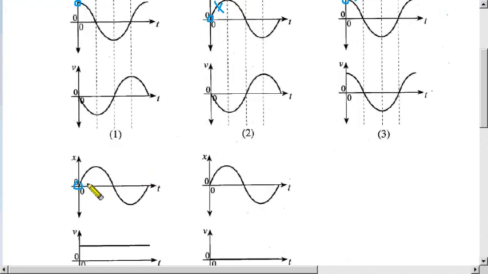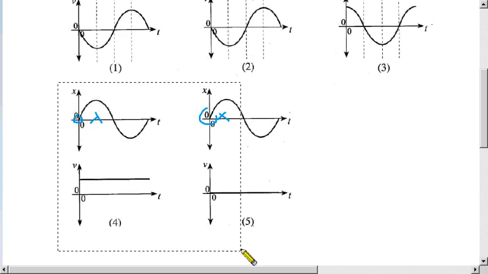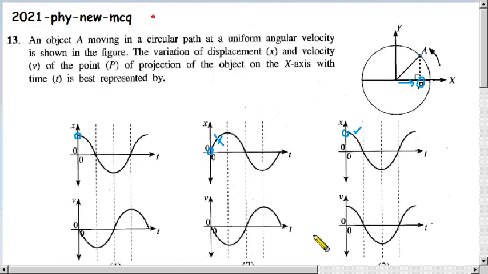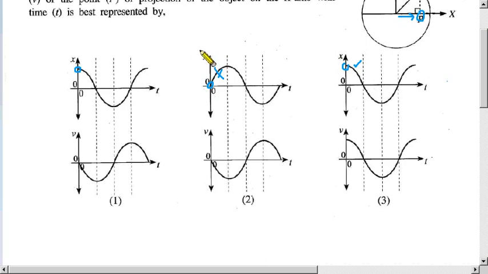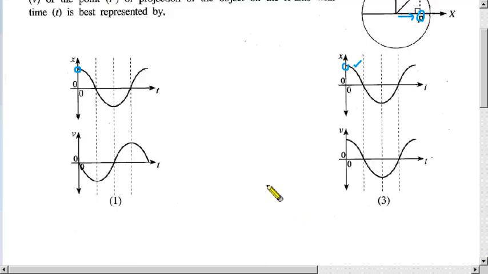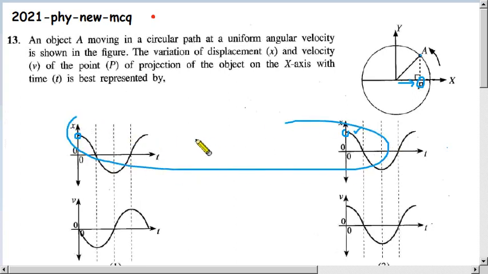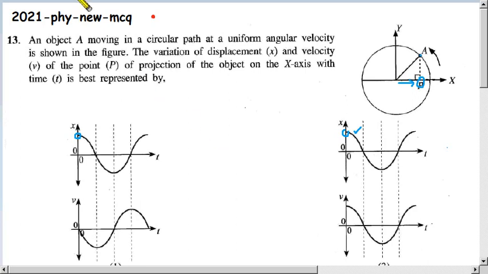Here it has a 0 at the beginning, so it is wrong. Here also 0, it is wrong. So therefore for velocity we don't have to check, because the displacement already is wrong. So this one also wrong. Therefore only these two graphs we have to check further. Then these graphs are equal regarding this displacement. Therefore let us now go to velocity.